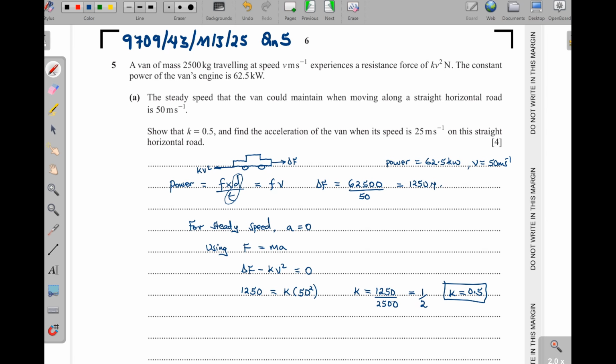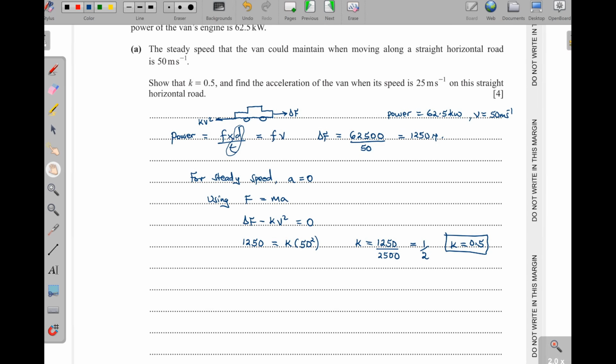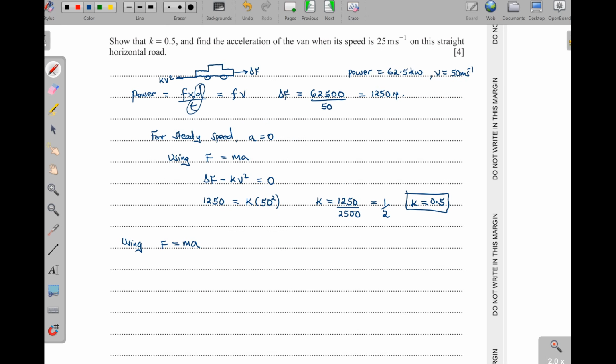Then again, we are now going to find the acceleration. Now using, again, F is equal to ma. Now, since the speed has changed to 25, that means there is going to be a change in the driving force. You get it? So driving force is no longer going to be this one. So we shall get this one, then we divide by 25 instead of the 50.